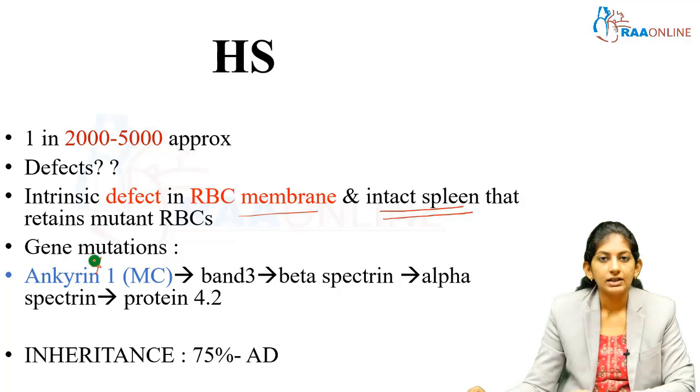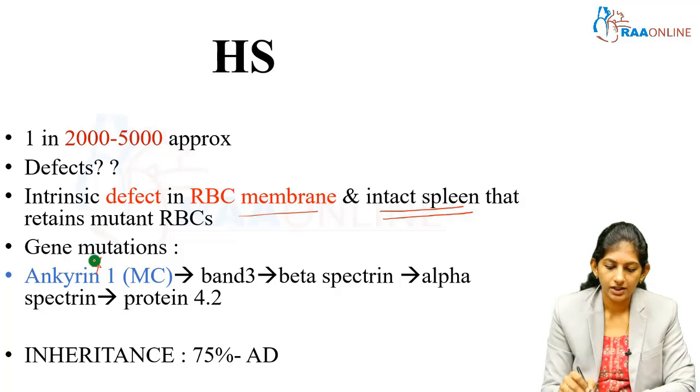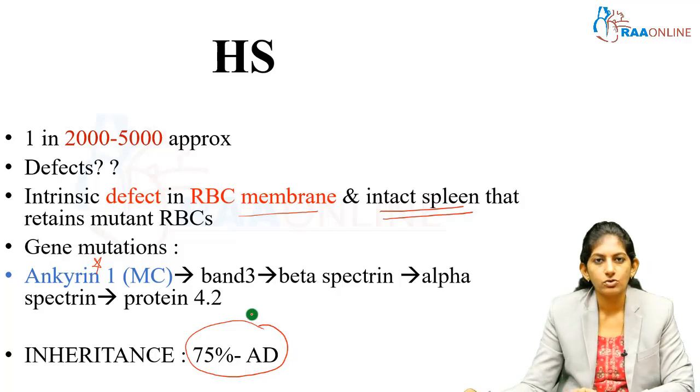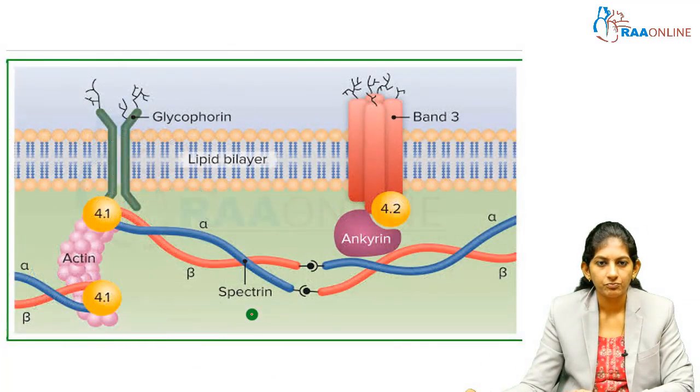So what is the inheritance pattern? Not all hereditary spherocytosis is autosomal dominant. Only 75% is inherited in an autosomal dominant fashion.